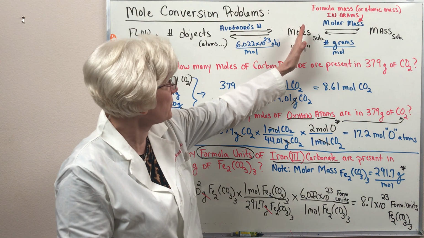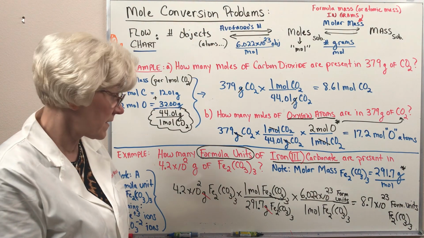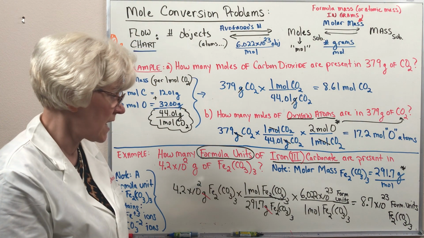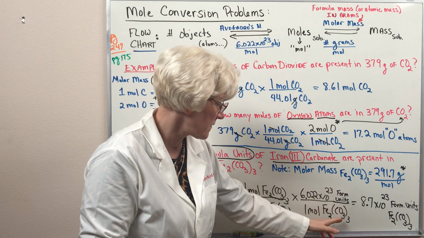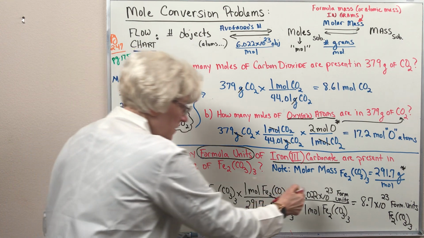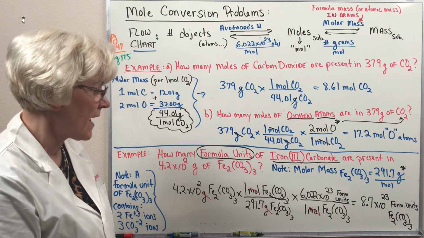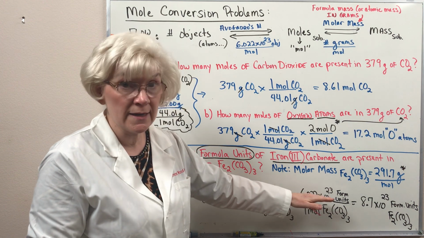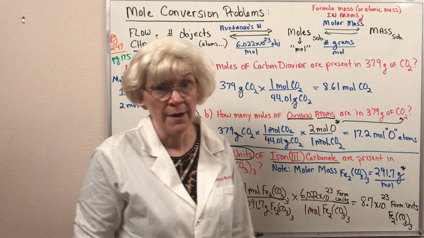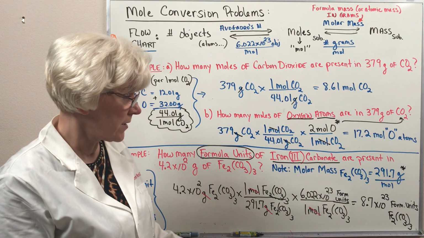I'm right here on the flow chart, and now I need to calculate number of objects using Avogadro's number as a conversion factor. 6.022 times 10 to the 23rd formula units of iron 3 carbonate per 1 mole of iron 3 carbonate. So using this conversion factor, I see that my moles of iron 3 carbonate have canceled, and I have calculated the number of formula units. A very large number of formula units in 420 grams of iron 3 carbonate.